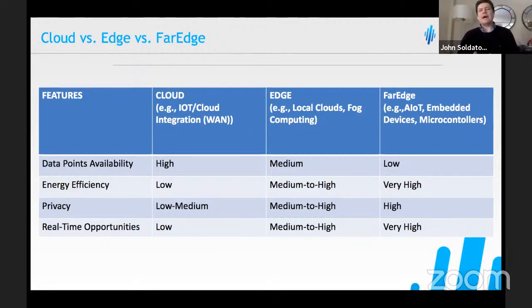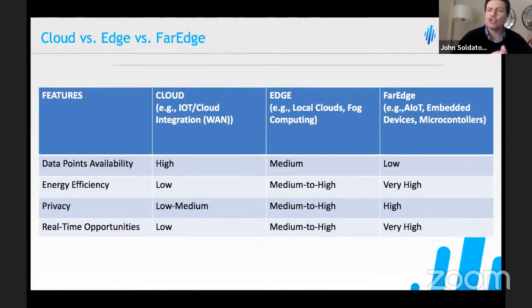Whereas if your goal is to have energy efficient operations, or in some industries, data protection and data privacy is most important, then you are leaning towards the edge. And here my definition of edge is the so-called local clouds or fog computing, IoT gateways.